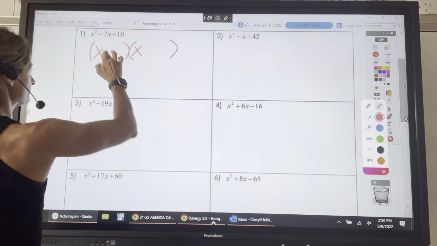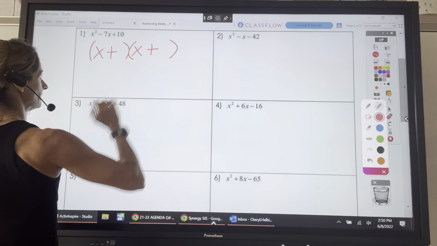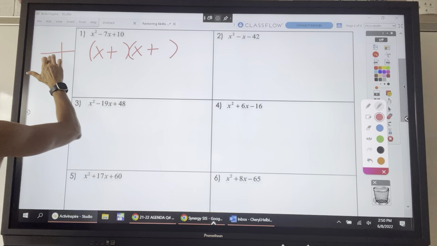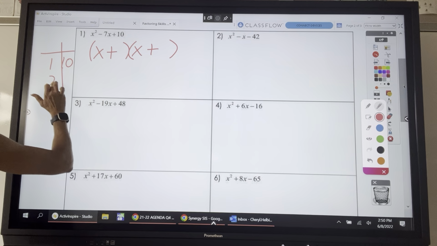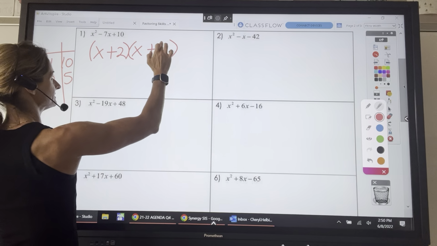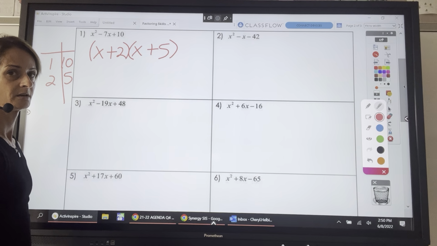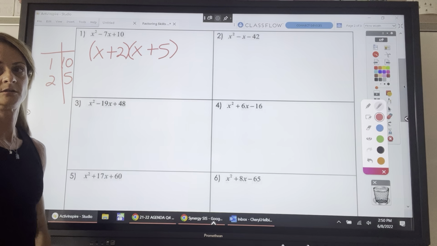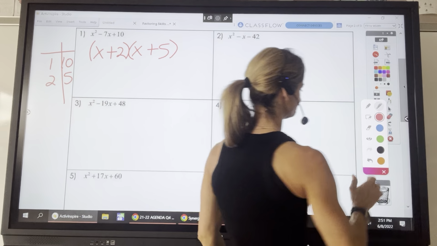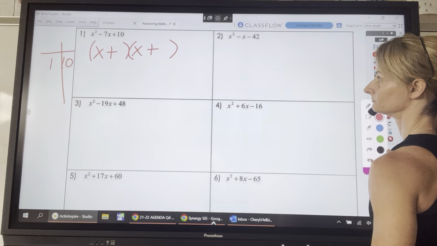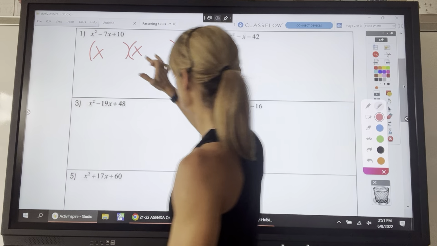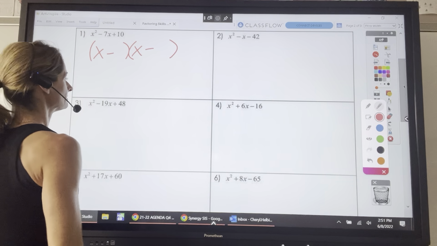If we did plus plus, we'd have to think, all right, what two numbers when we multiply, we get 10? So we have 1 and 10, or 2 and 5. Anything else? That's it, right? I would end up with a +7, and we need a -7. So that's not going to work. It's got to be minus minus.